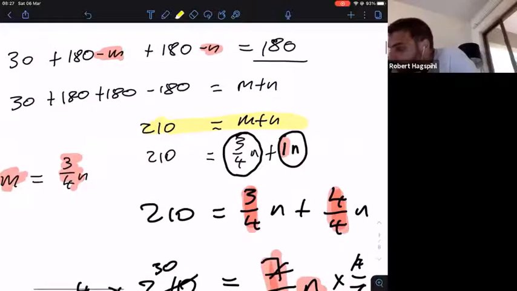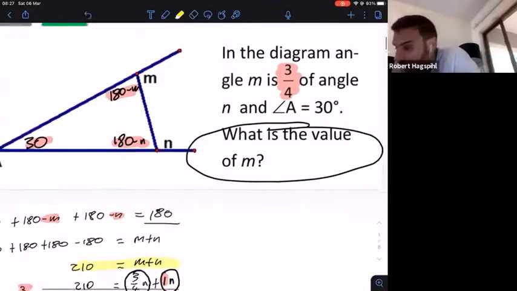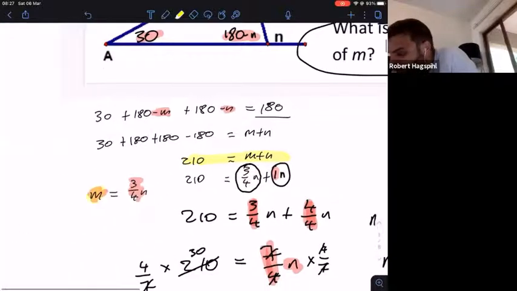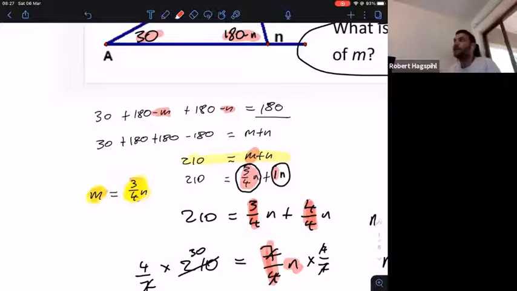And they told me here, Callum, that m is 3 over 4 of n. So I've just gone and written that. M is 3 over 4 times n. And so I know that m is equal to 3 over 4n. And so where I saw this m there, I replaced it with 3 over 4n. And so then I ended up with an equation of only n's, and that I can solve. Okay.